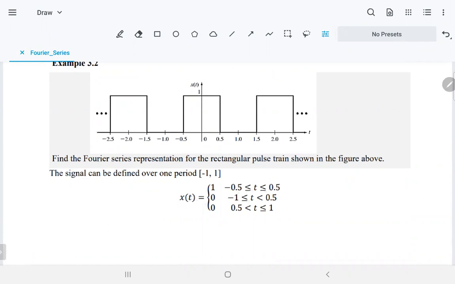That's the way it's defined mathematically over one period. First of all, we have to know what the period of this is. So you can say that the period starts from -1 to 1 and then is repeated all the time. So the period T is equal to 2 seconds, right? Start from -1, and then it will be repeated again, the same thing.